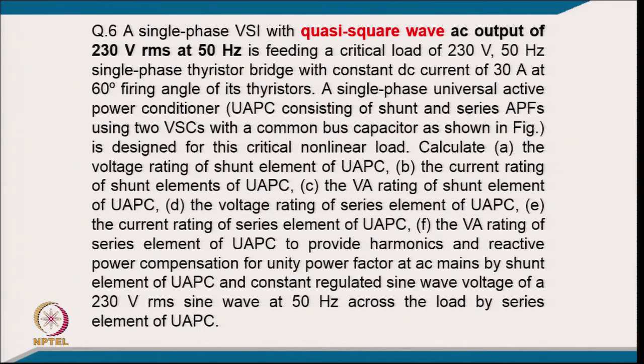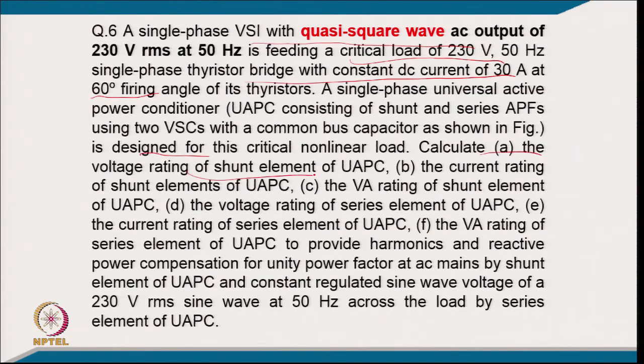Coming to the sixth numerical problem: a single phase voltage source inverter with a quasi square waveform AC output of 230 volt 50 hertz is feeding the critical load of 230 volt 50 hertz single phase thyristor bridge with a constant DC current of 30 ampere at the 60 degree firing angle of thyristor, and a single phase universal active power conditioner is designed for this critical nonlinear load.